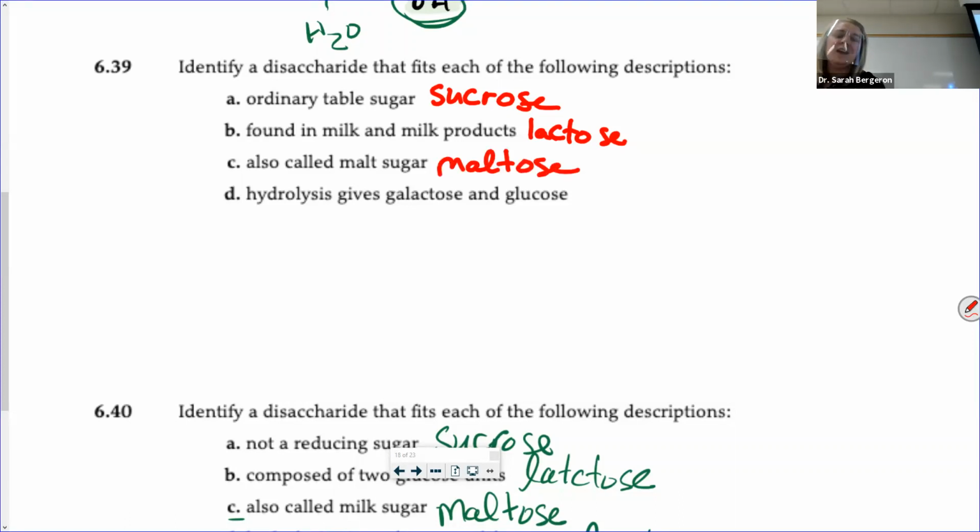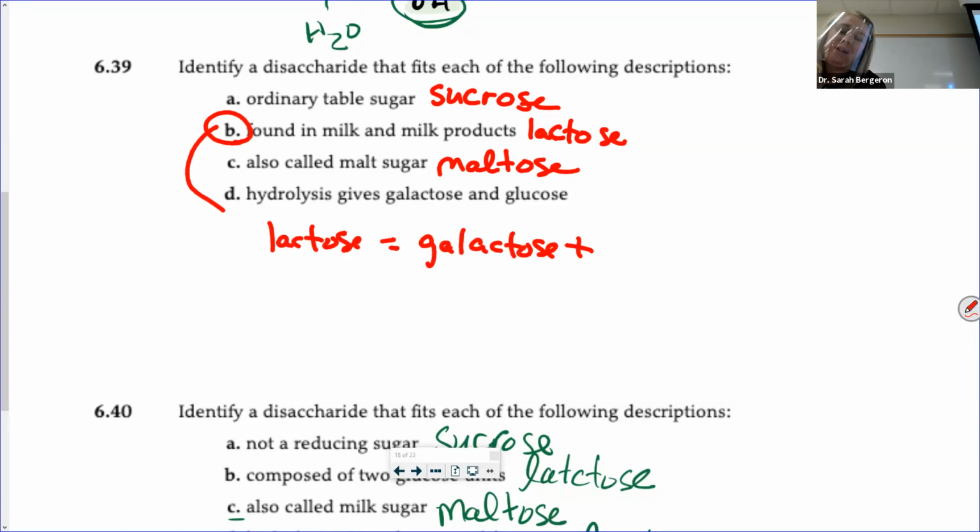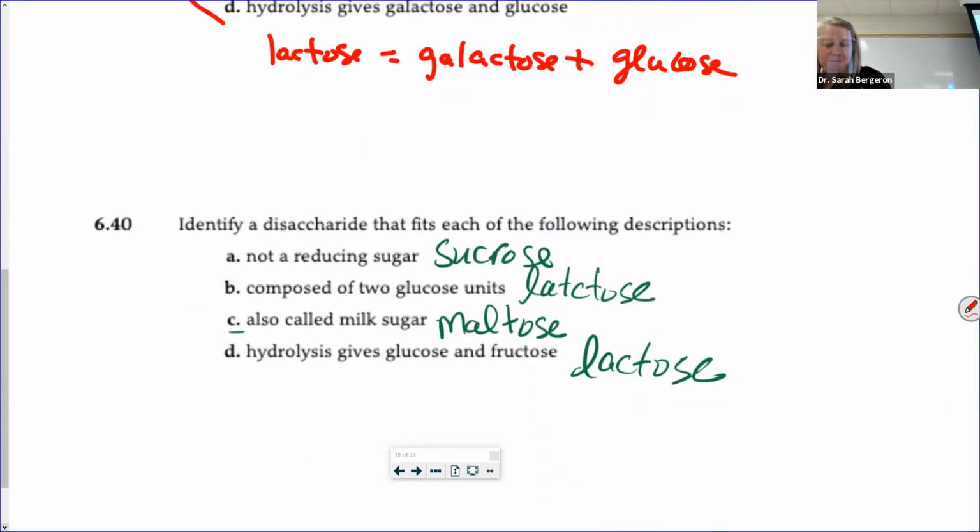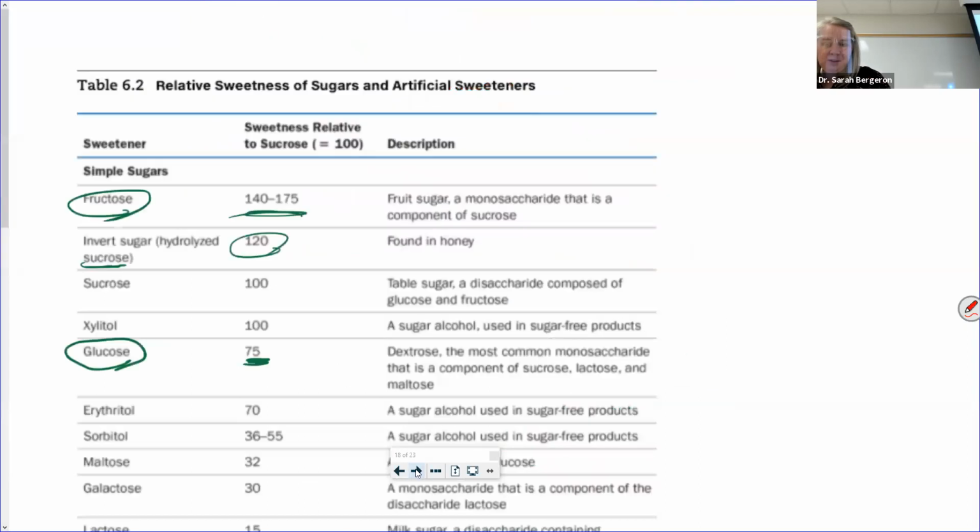Okay, now what is the name of the disaccharide that once you hydrolyze it gives you galactose and glucose? Lactose. So lactose is equal to galactose plus glucose. Okay. See, we're doing good.